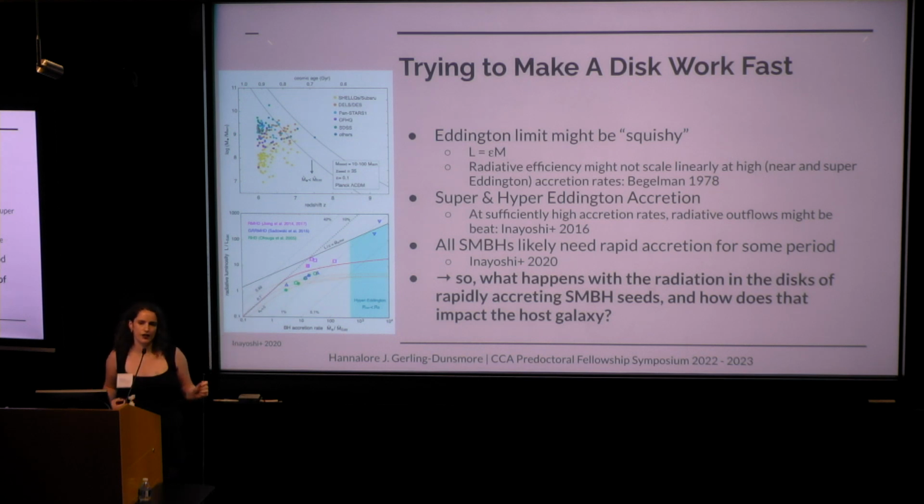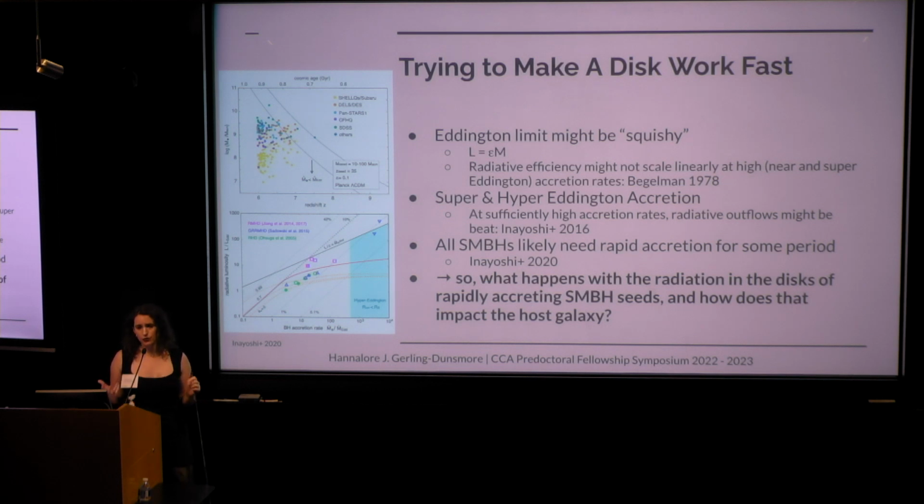So that means you might actually be able to move things through the disk faster than you thought, which has created a lot of interest in the last decade or so in super and hyper Eddington accretion as a potential mechanism. Because at sufficiently high rates, you might actually be able to beat out those radiative outflows.